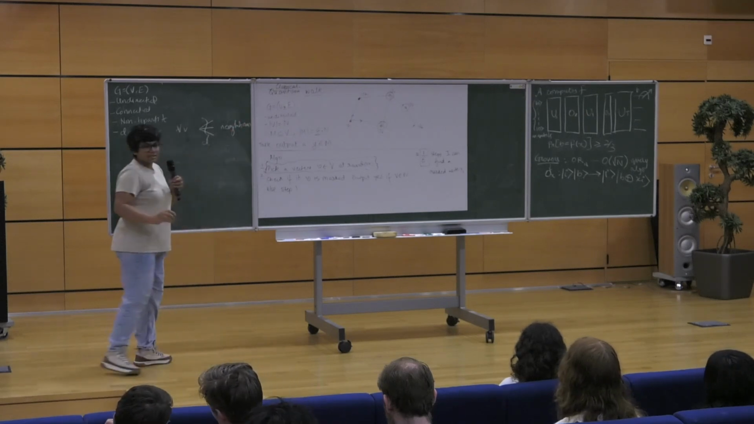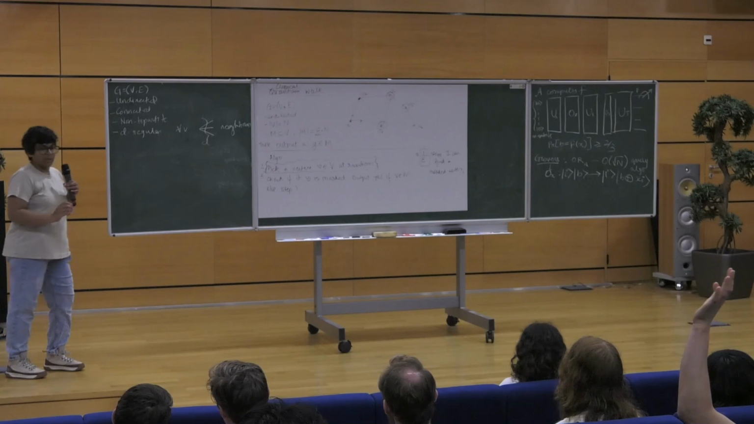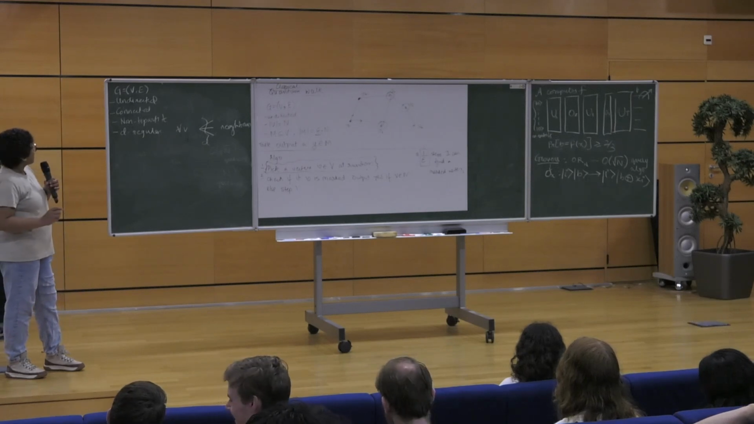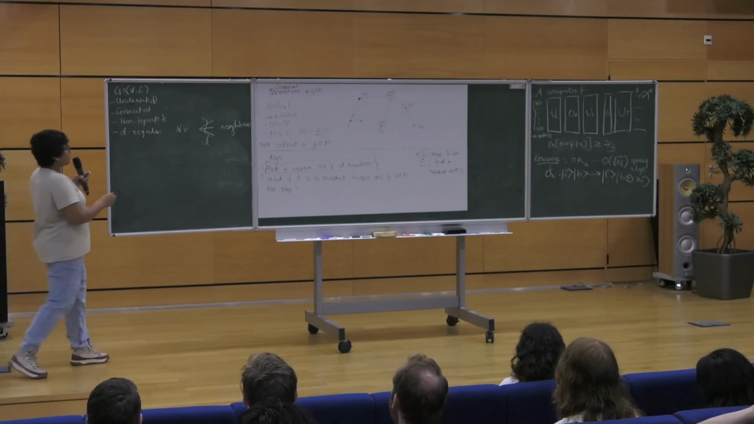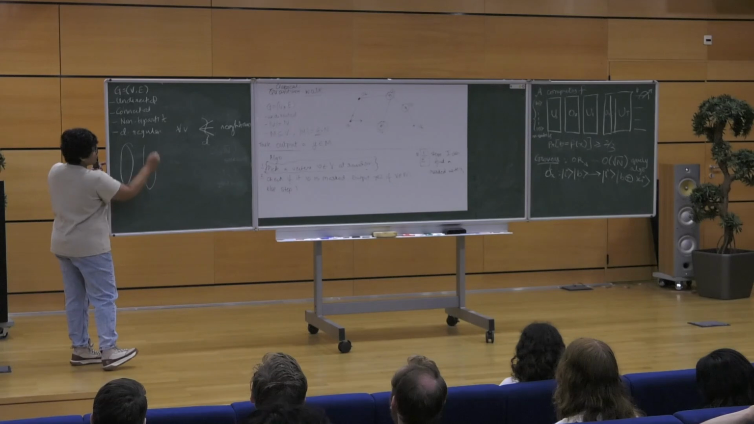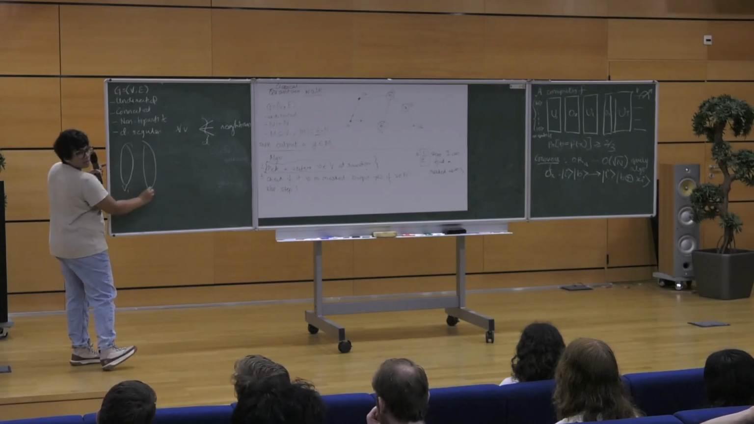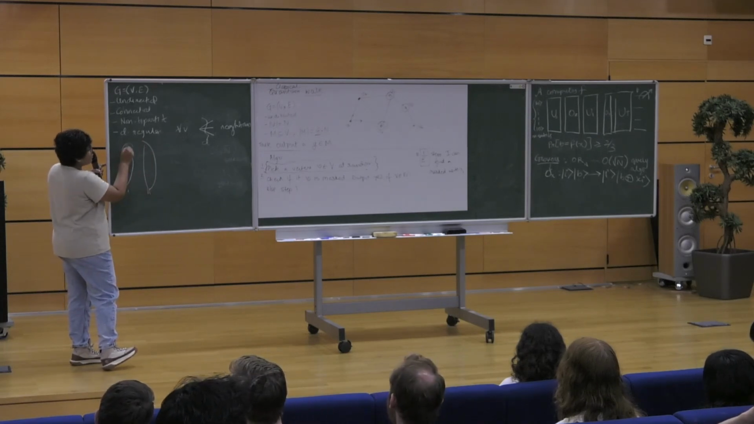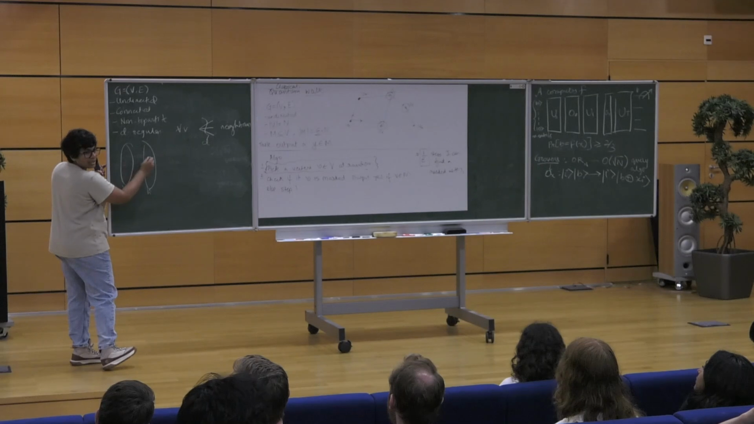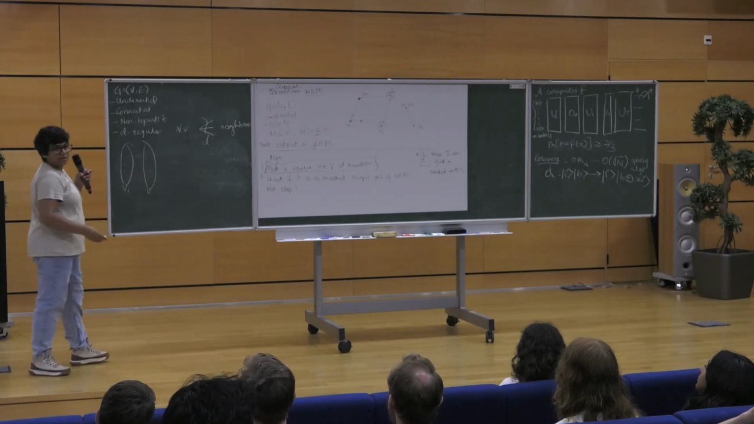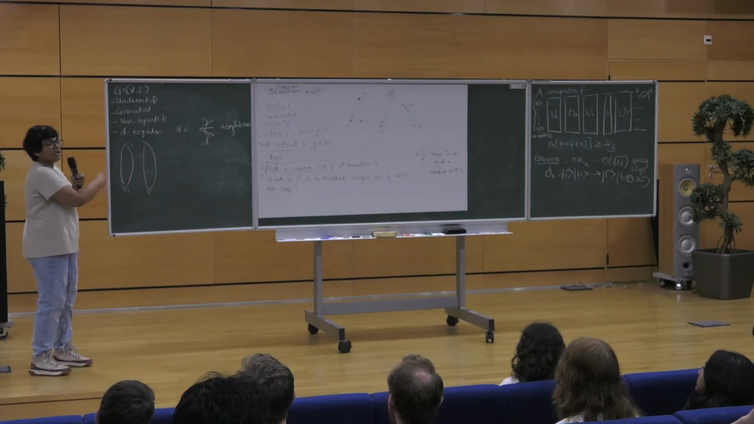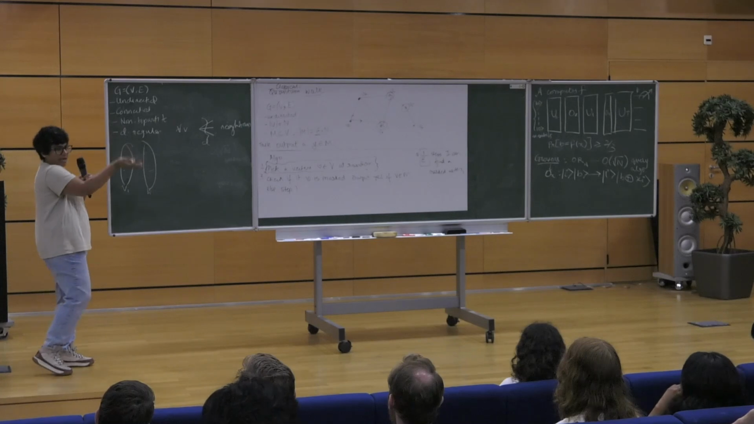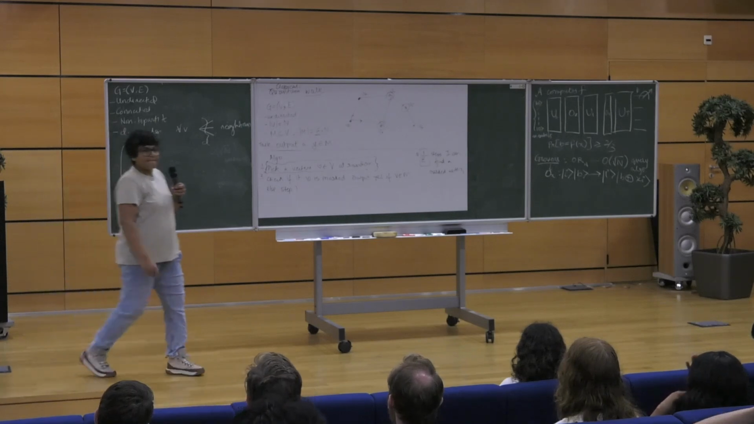Is the setup clear? Non-bipartite means you cannot have the graph split into two sets of vertices, V1 and V2, with no edges within each set but edges only across the sets. This is a bipartite graph. We don't want a bipartite graph. We want a non-bipartite graph.